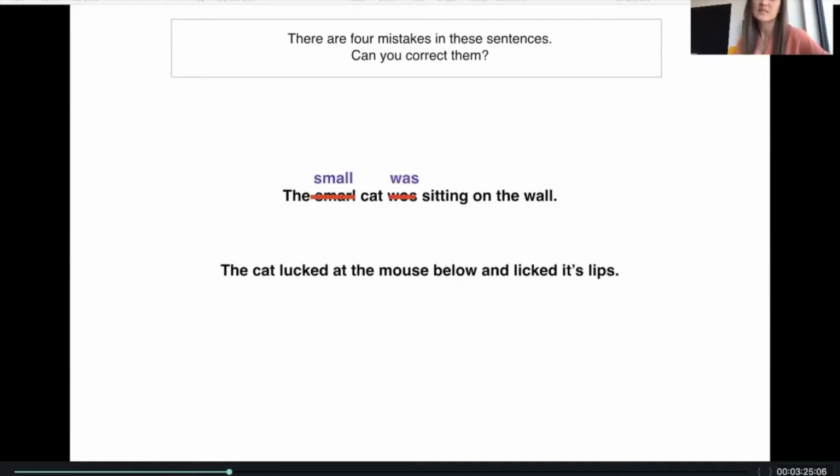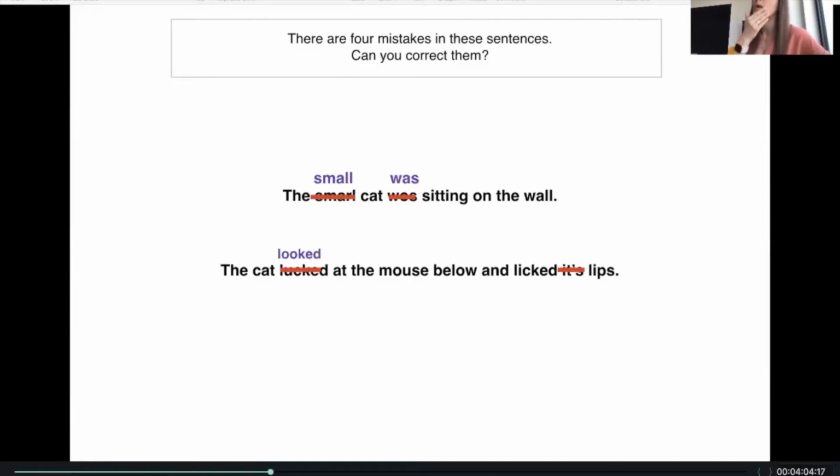The next sentence, the cat looked at the mouse below and licked its lips. Licked is spelled incorrectly. We've used a U instead of an I. Looked is spelled incorrectly. And we need to put double O instead of a U. So the cat looked at the mouse below and licked its lips. So now you know there's one more, and this was a bit of a difficult one. The incorrect one is actually its. So you can see there is a comma there, and that is actually showing me that if we put a comma there, it will usually be it is or it has, and that is not what we are using here.